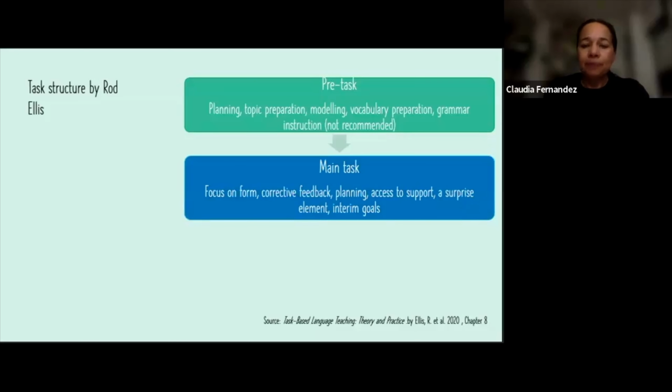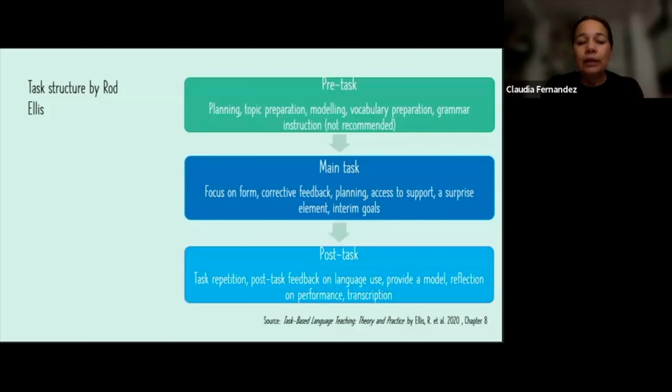And then students do the main task. In the main task, the teacher can focus on form, as students need the language to convey their ideas. So the teacher can give some corrective feedback, and this is the moment in which you can focus on certain linguistic issues. Also, in this main task, students can do some planning. They can have access to supporting materials. Maybe they have a surprise element that they didn't know before. The task can have some interim goals or steps in its accomplishment.